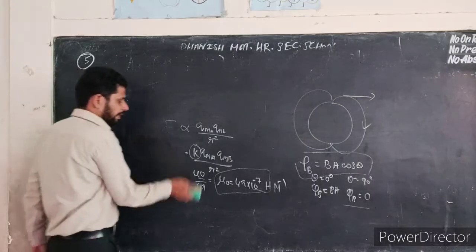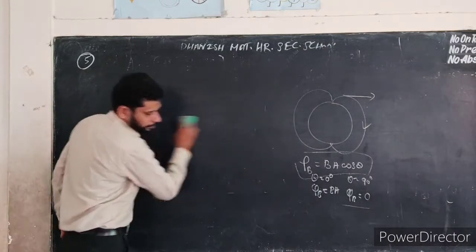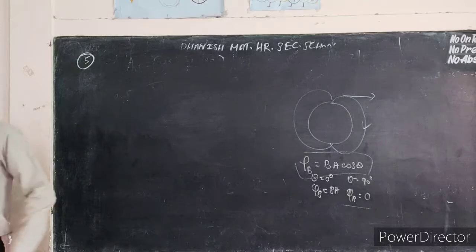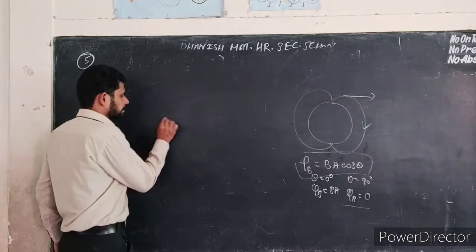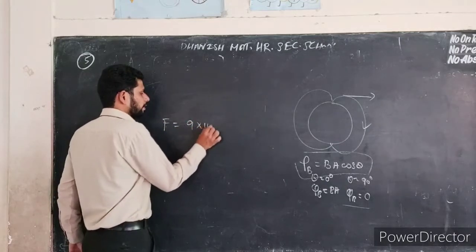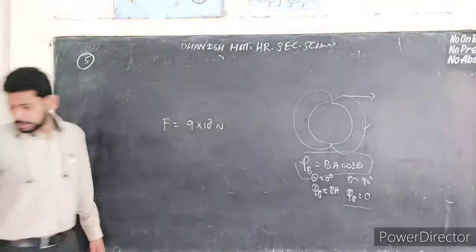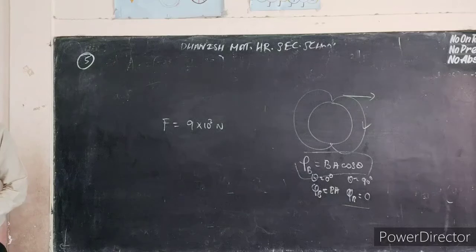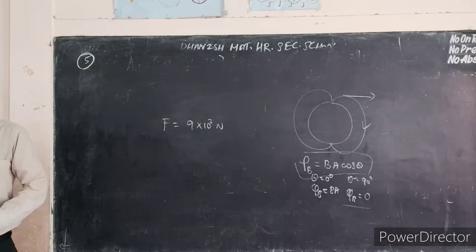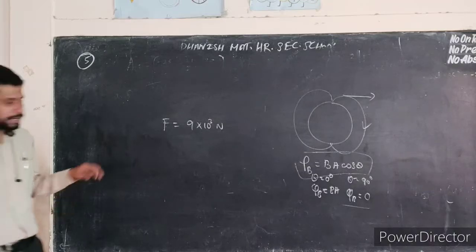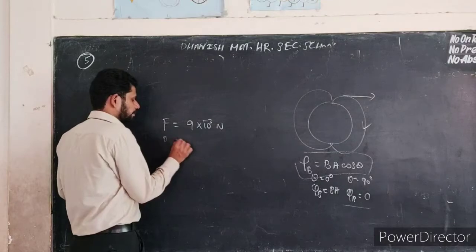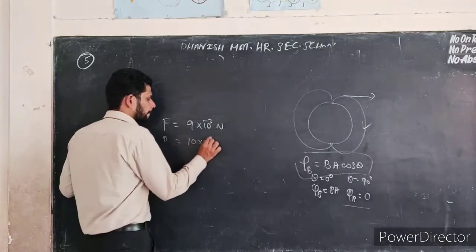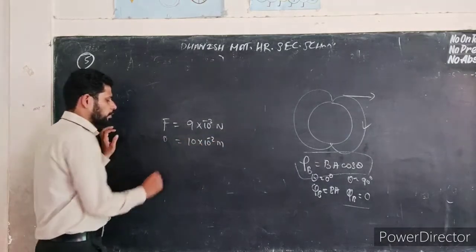Example 3.15. The repulsive force between two magnetic poles in air is 9 into 10 power minus 3 Newton. If the two poles are equal in strength and separated by a distance of 10 centimeter, calculate the pole strength of each pole. Given distance R is 10 centimeter; we have to calculate the pole strength.